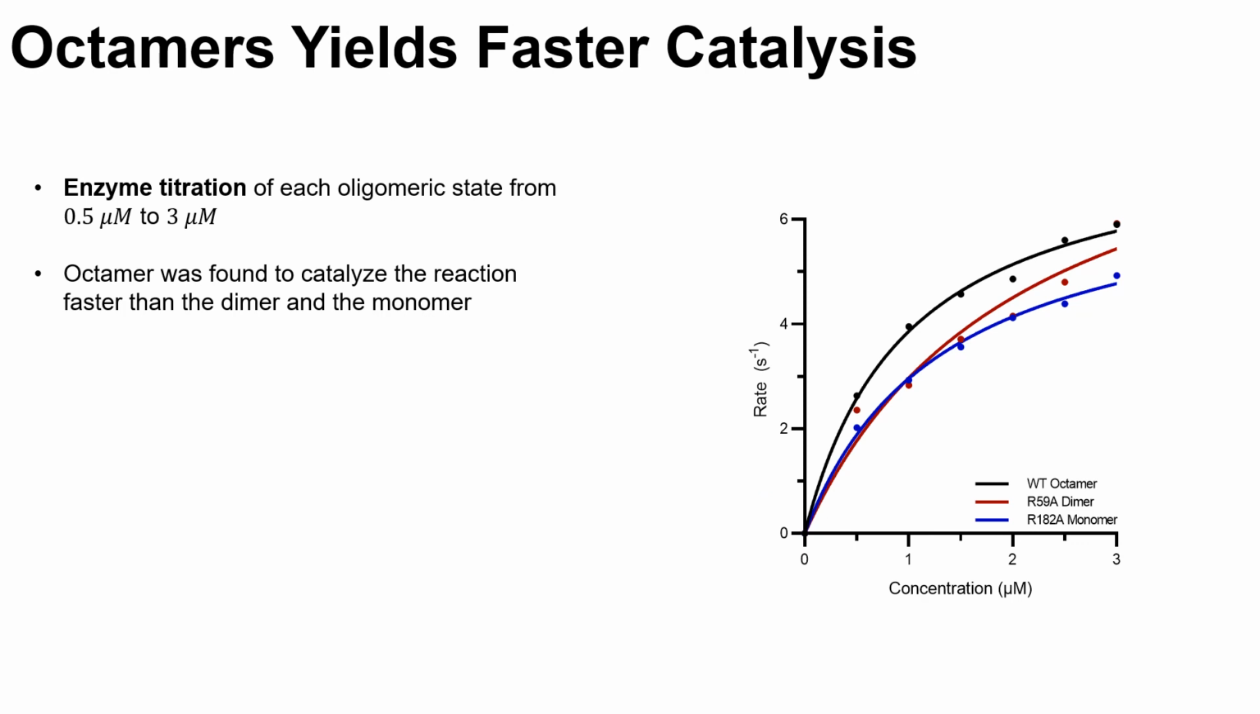By running the assay, we titrated the enzymes from 0.5 micromolar to 3 micromolar and measured the rates accordingly. The rates were then modeled according to the Michaelis-Menten equation, which then yields a hyperbolic fitting. It was found that the octamer catalyzed the reaction faster than the dimer and the monomer.